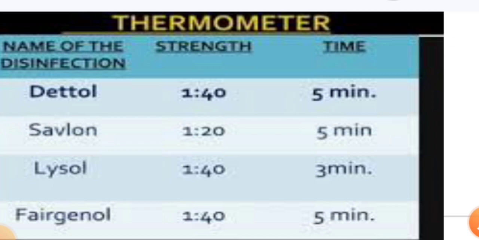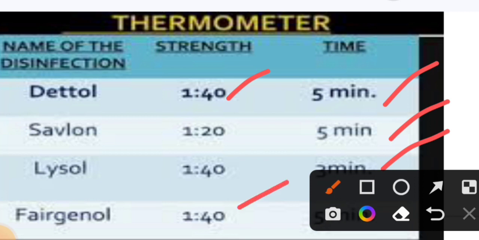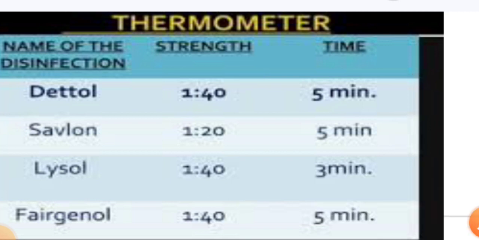The thermometer must be cleaned with a solution before taking the temperature. The solutions we use to clean the thermometer are: Dettol in a 1:40 ratio for 5 minutes, Savlon 1:20 for 5 minutes, Lysol 1:40 for 3 minutes, and another solution at 1:40 for 5 minutes. Mainly the first two, Dettol and Savlon, are used for cleaning the thermometer.